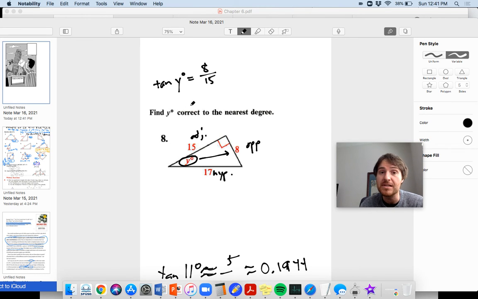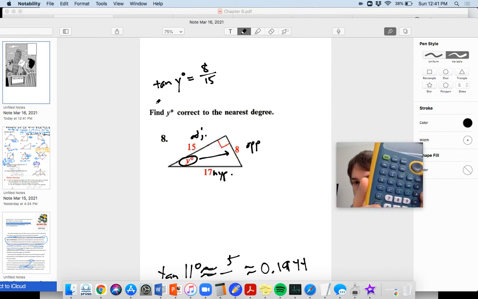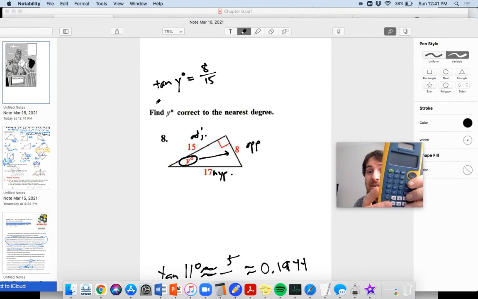So the way to do this, as I've seen in textbooks, is that you want to use the tangent to the -1 button. You want to do inverse tangent here because you don't know what the angle is. You don't want to take the tangent of the angle. You need to find what the angle is. So you want to do tangent to the -1 power. It's called the inverse tangent.